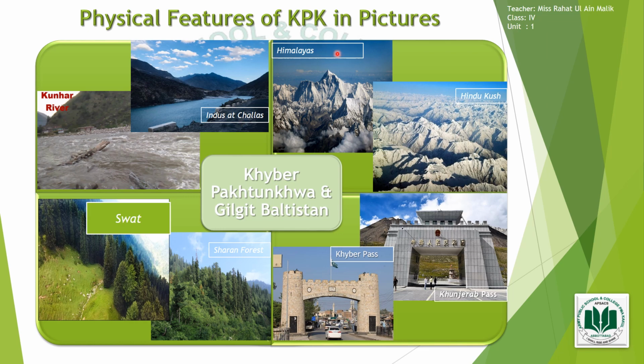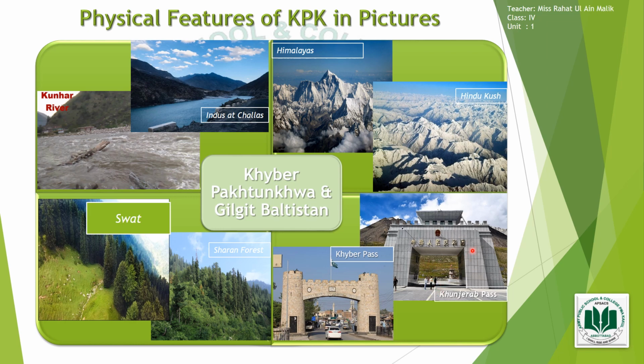Yes, now these are the physical features of Khyber Pakhtunkhwa in pictures. Okay, so the first physical feature that we had read was that it is mountainous. So you can see the high peaks, Himalayas, Hindu Kush. These are the mountain ranges that are to be found in Khyber Pakhtunkhwa. Then we talked about the passes. Just look at these 2 passes, how beautiful they are.